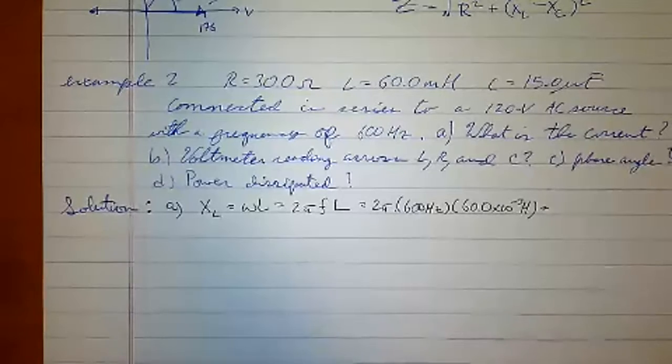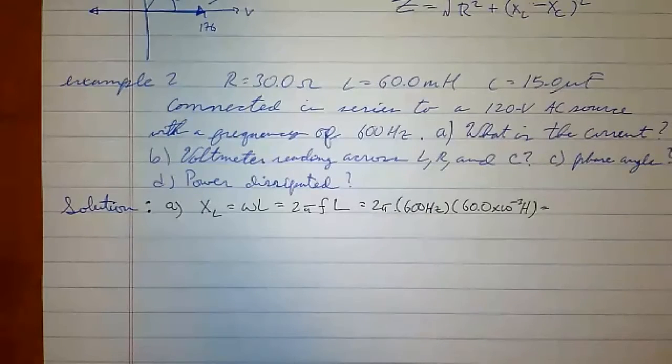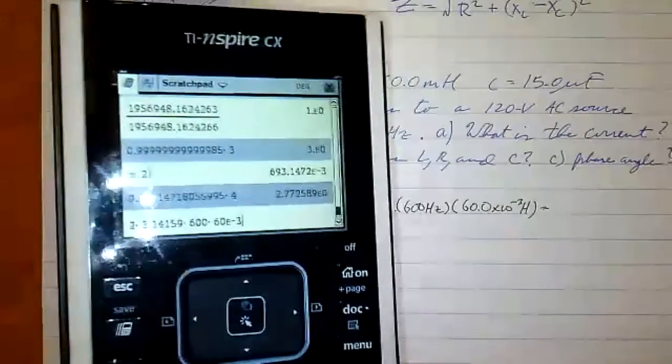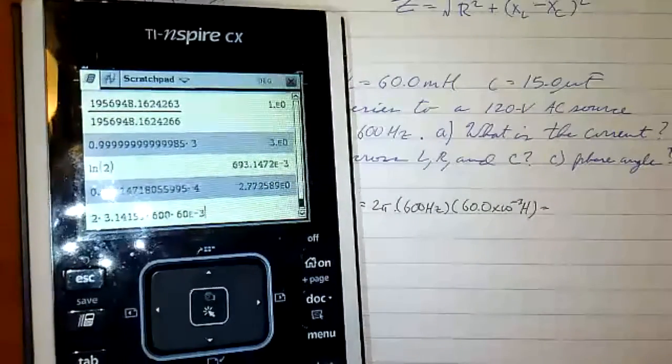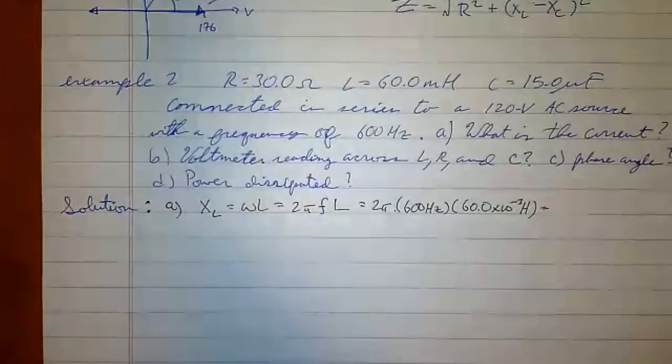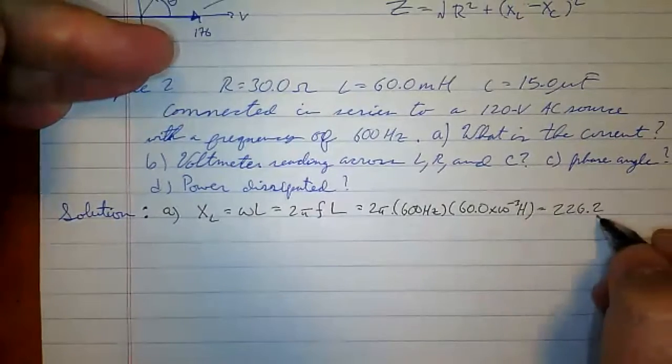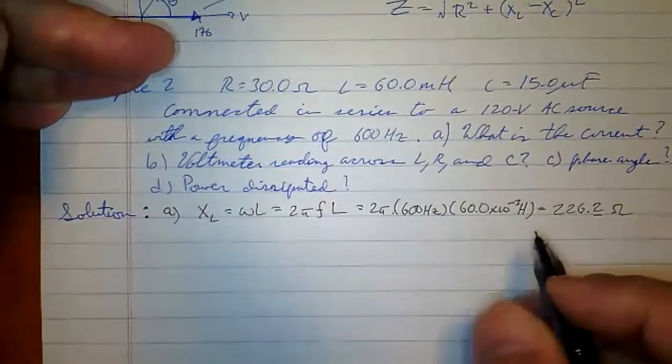So I'm going to say 2 times 3.14159. Actually, it takes me less time to punch that than it does to push my pi key, times 600 times 60 e to the negative 3. So y'all can see what I wrote there. 2 times 3.14159 times 600 times 60 times 10 to the negative 3. And that's going to give me 226.2. That's extra sig fig, and that's ohms.